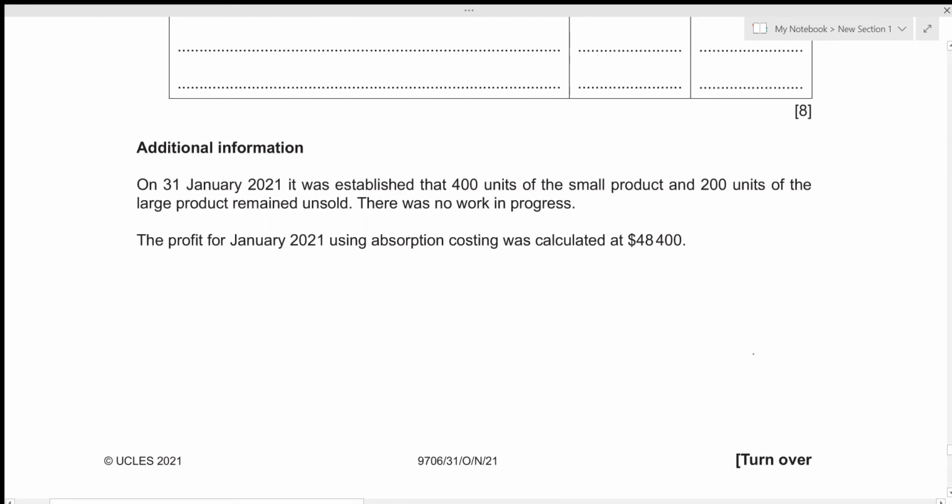We are given additional information. On 31st January 2021, it was established that 400 units of the small product and 200 units of the large product remained unsold. There was no work in progress.